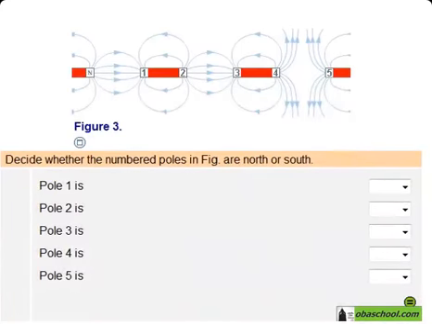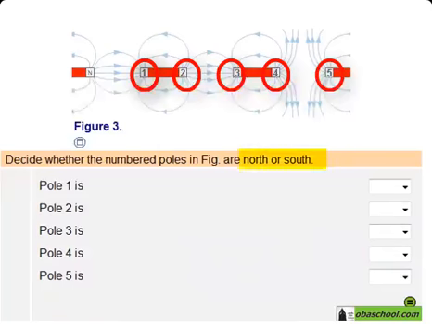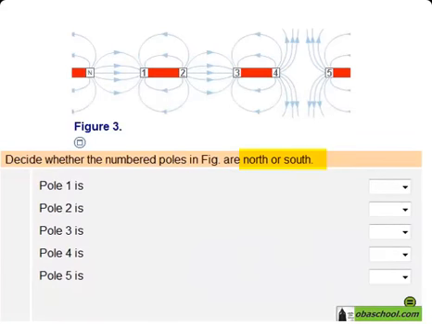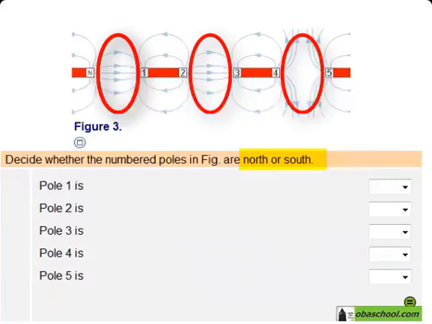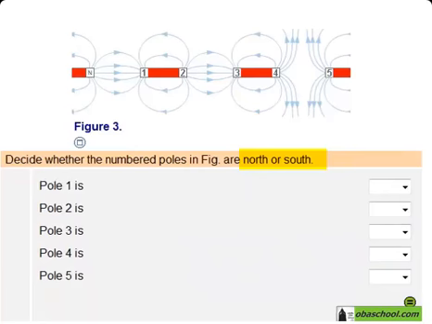Now in this question we have to find out the poles, if they are north or south. And this can be figured out from the force of attraction between the two magnets and how the field line patterns act. Let's see the first pole. The given pole is north, and it's attracted to the pole number 1. So, is it north or south? Yes, it is south. That's correct.